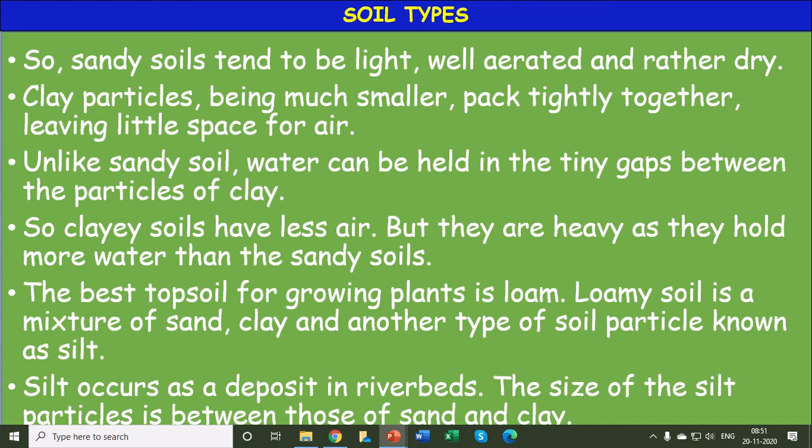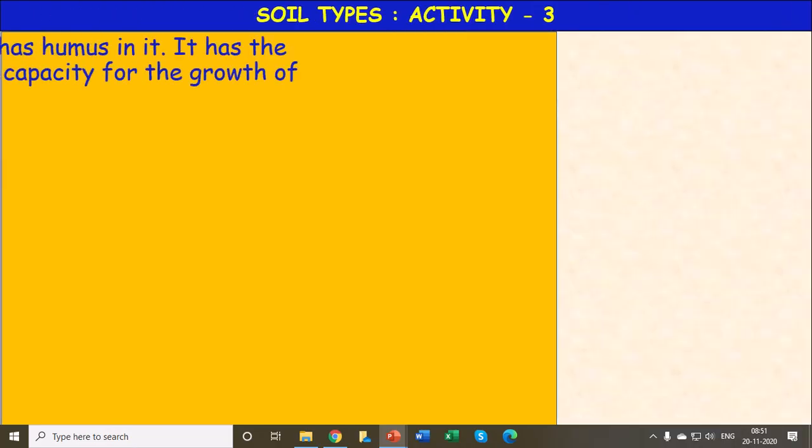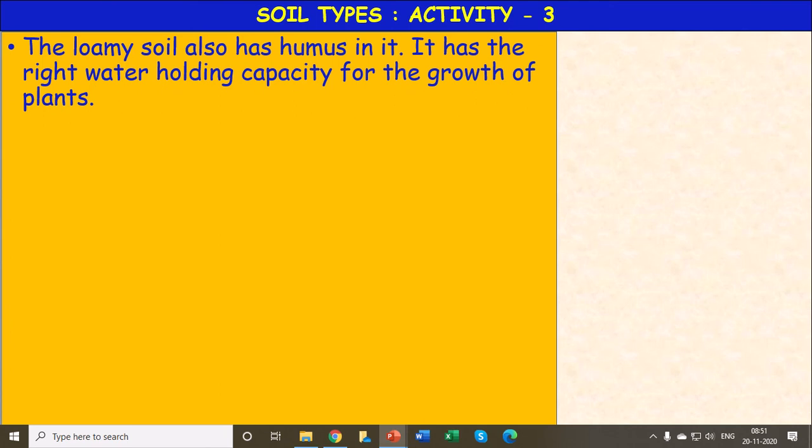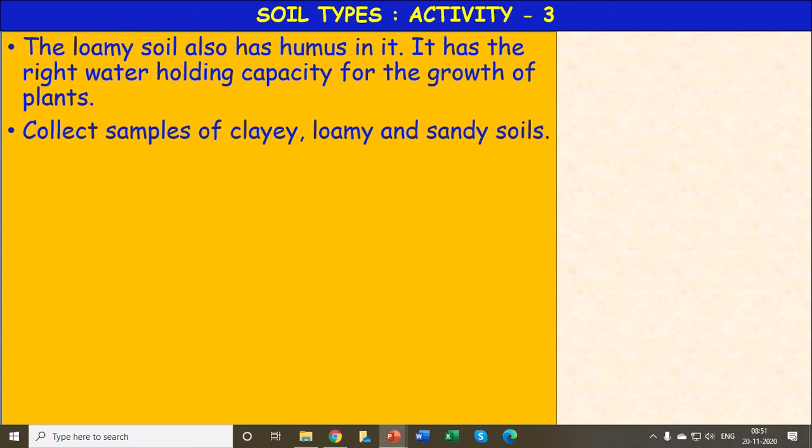The loamy soil also has humus in it. What is humus? It is organic matter, the decomposing organic matter of plants or animals. It gives the soil the right water holding capacity for the growth of plants. So collect samples of clay, loamy soil, and sandy soil. These three types of soil you can collect.